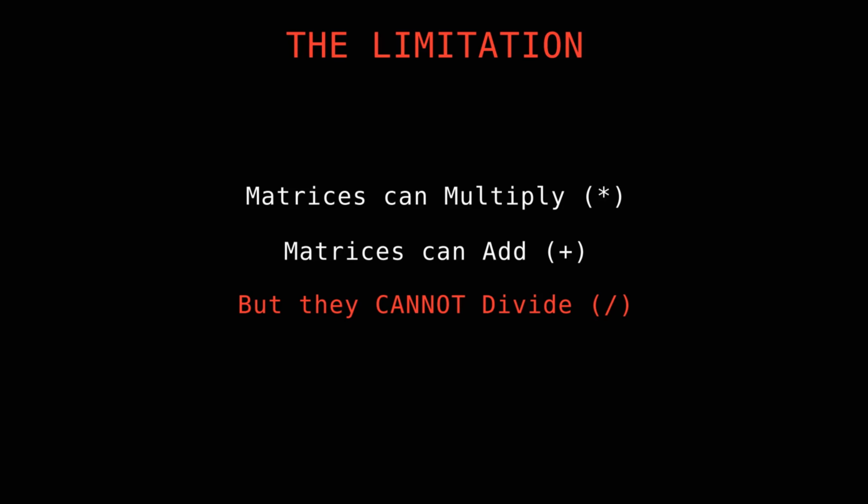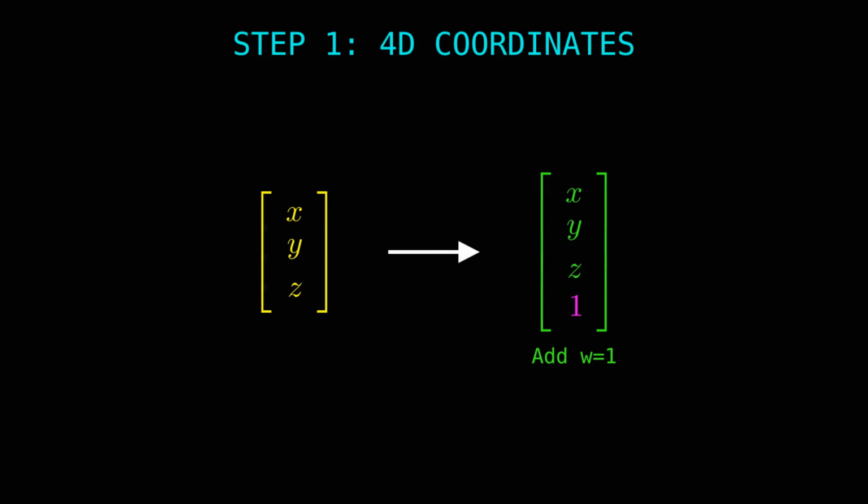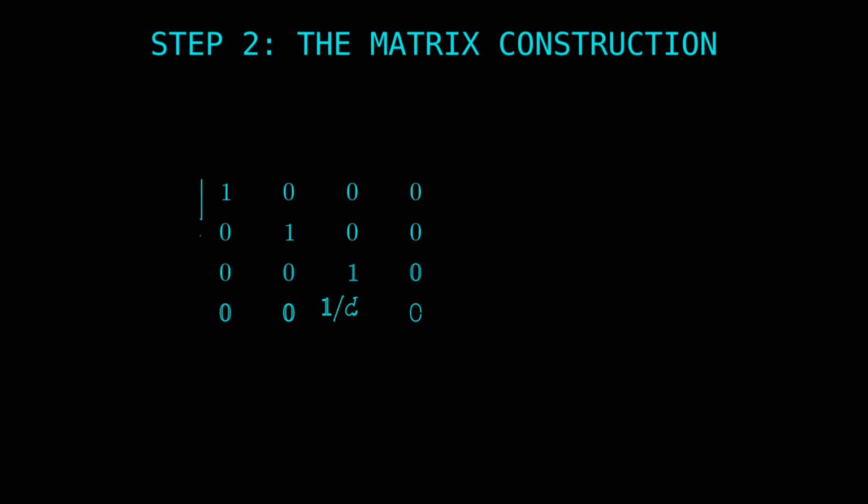Linear algebra has a limitation. Matrices cannot divide, but perspective requires dividing by depth. So we reverse engineer a solution. We start by adding a fourth coordinate, w equal to 1. Then we construct a special projection matrix. Where does this matrix come from? We built it specifically to solve this problem.